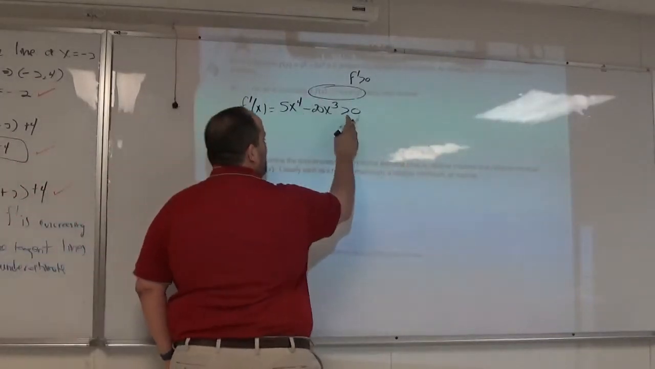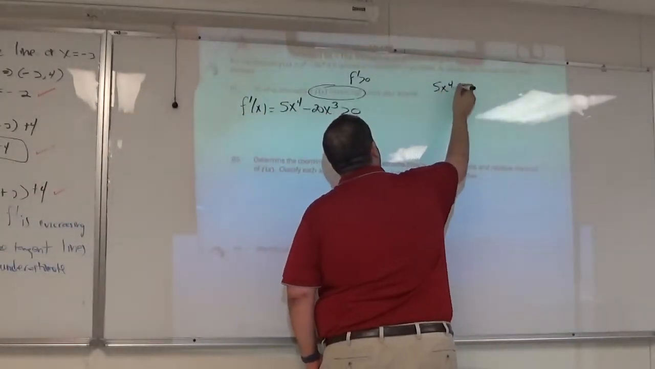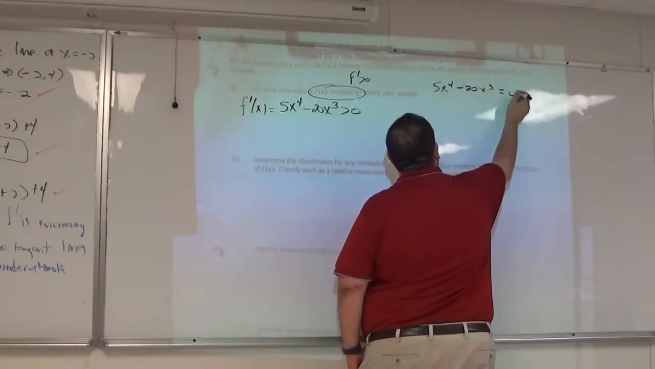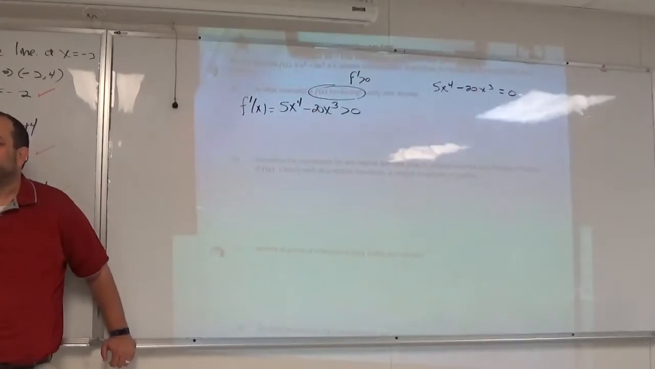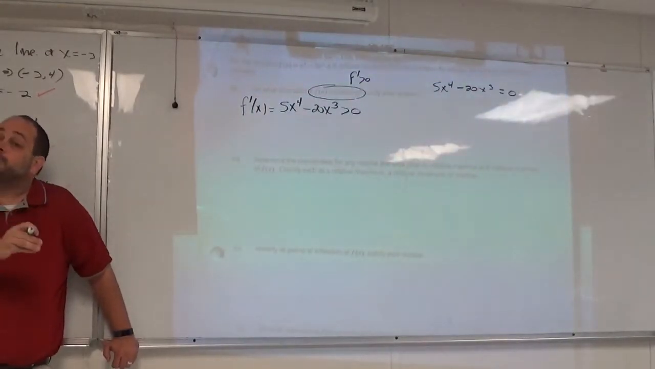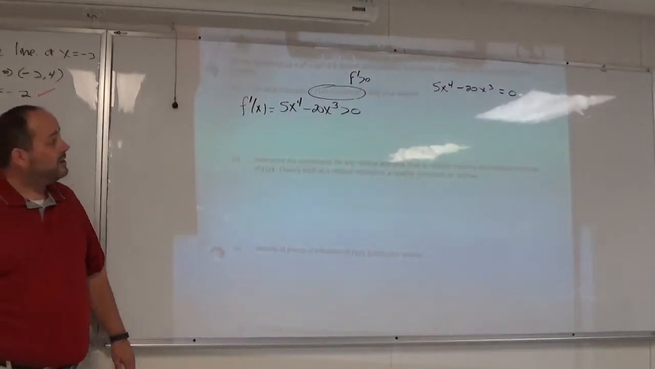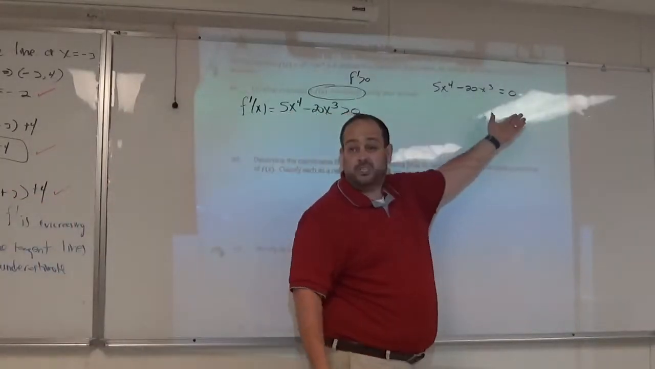Rather than dealing with the inequality, you change the problem and you say, where is 5x to the 4th minus 20x cubed equal to 0? This isn't a calculus question anymore, it's a pre-calculus question. How am I going to figure out where 5x to the 4th minus 20x cubed is equal to 0?